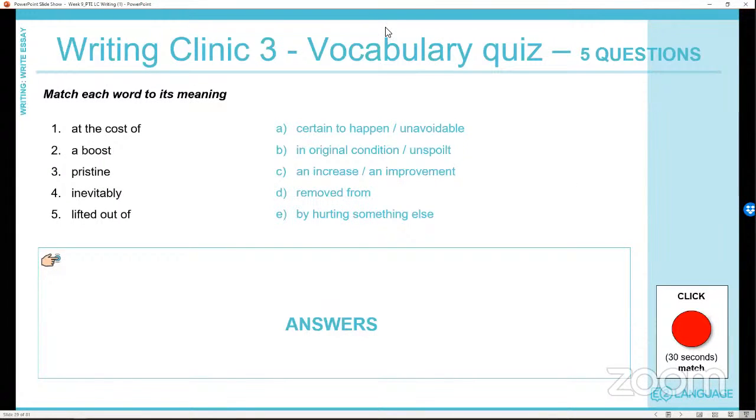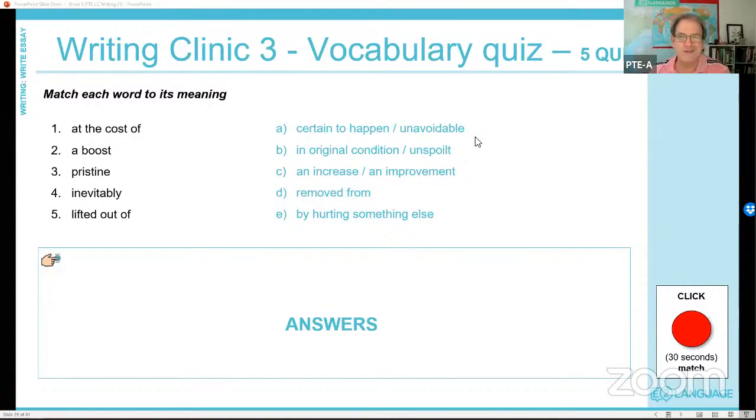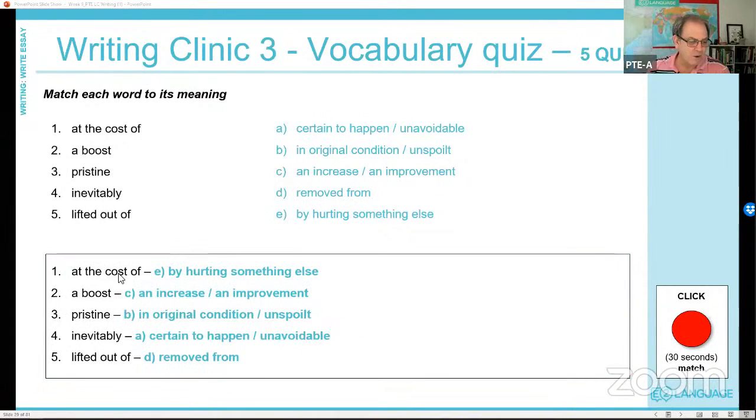All right, let's see what those answers are. 1E, 2C, 3B, reading through, 4A, nice one, and 5D. Who's that? Nikhil Gandhi. Congratulations, well done. At the cost of, a boost, pristine, inevitably, and lifted out of. Good work. Try to memorize those words. If you don't have them yet, write them down quickly or take a screenshot. 3, 2, 1. Yay. Good work.